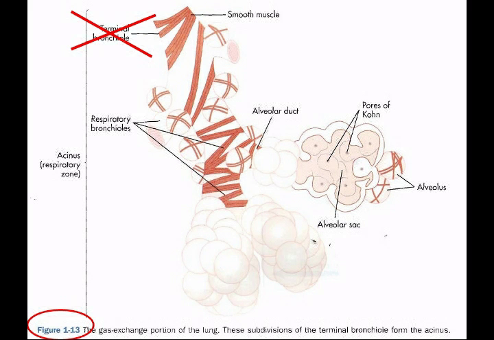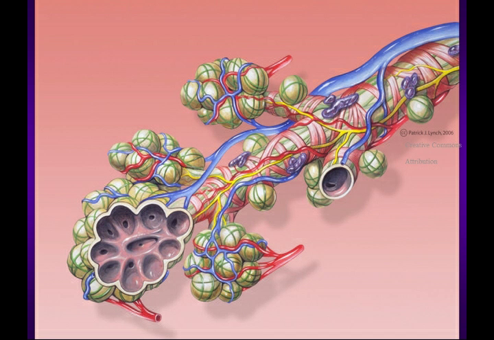Okay? Pores of Kohn, canals of Lambert. Alternative pathways if there's obstruction somewhere along the line. Another nice picture that's showing how we have the pulmonary arteries coming down, pulmonary veins taking blood back. And you can see that we end up having the respiratory bronchioles with some alveoli pouching out of them, some alveolar sacs, alveolar ducts, leading to the individual alveoli.